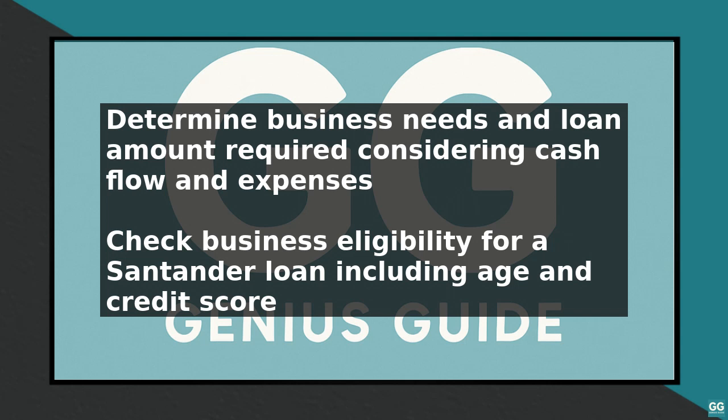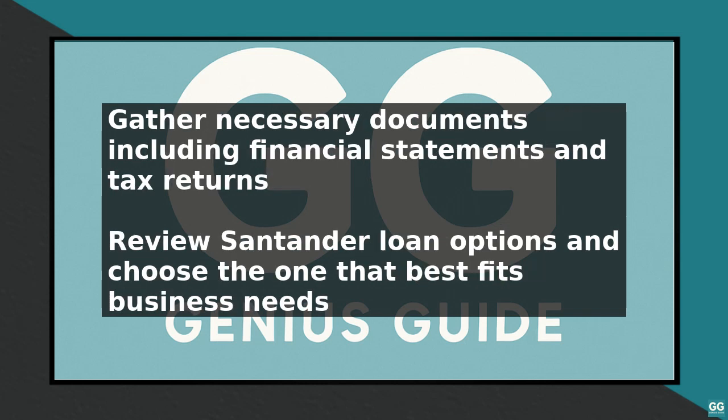score. Next, gather necessary documents, including financial statements, tax returns, and business registration documents. Review Santander's loan options, such as term loans, lines of credit, and commercial mortgages, and choose the one that best fits your business needs. Visit the Santander website or visit a branch to start the application process.